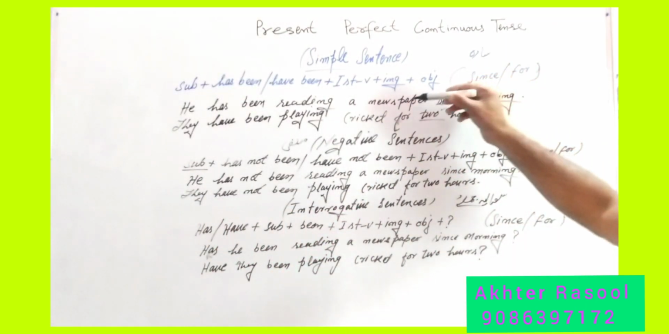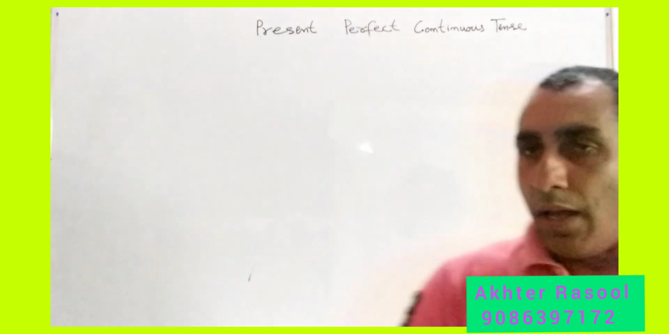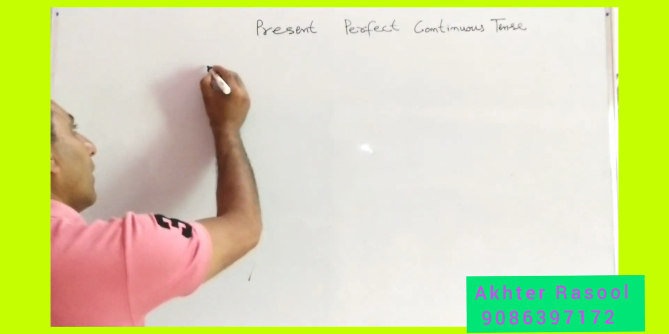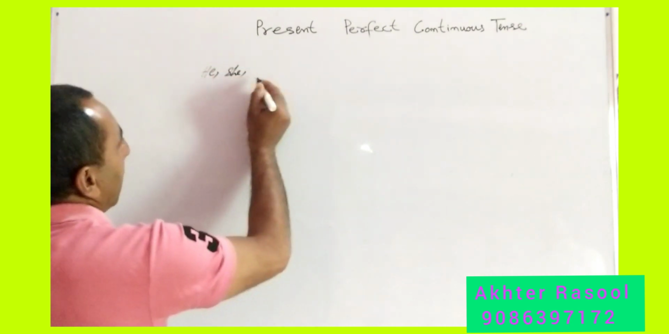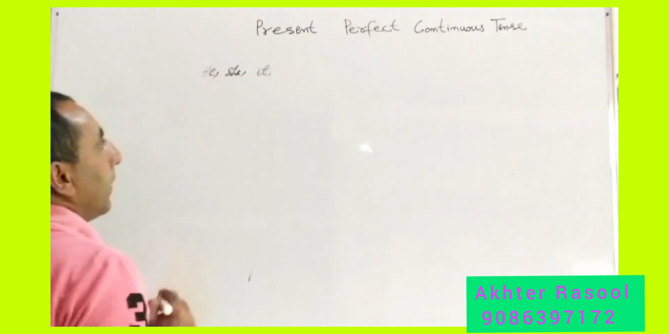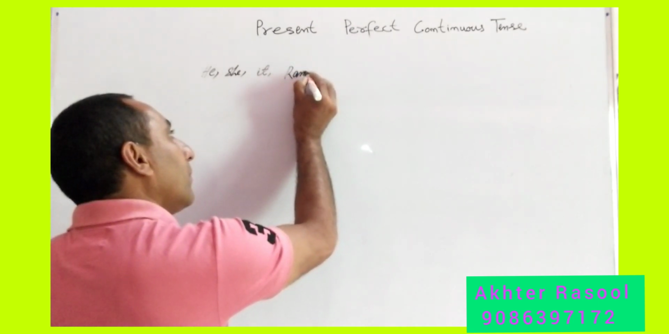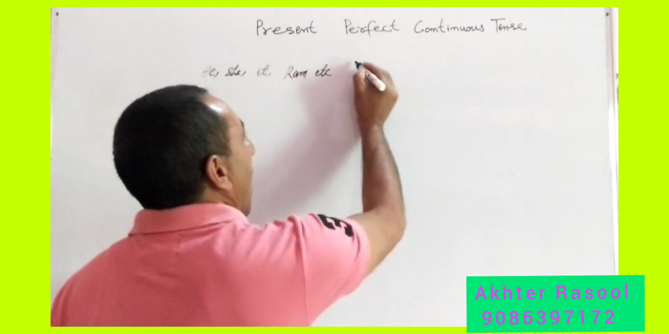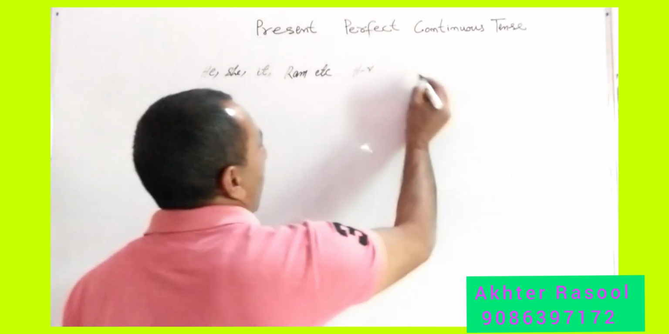First is simple, then negative, then interrogative. So this way we will frame present perfect continuous sentences. Helping verbs: like he, she, it, maybe a name of a person like Ram, etc., with these we use the helping verb has.